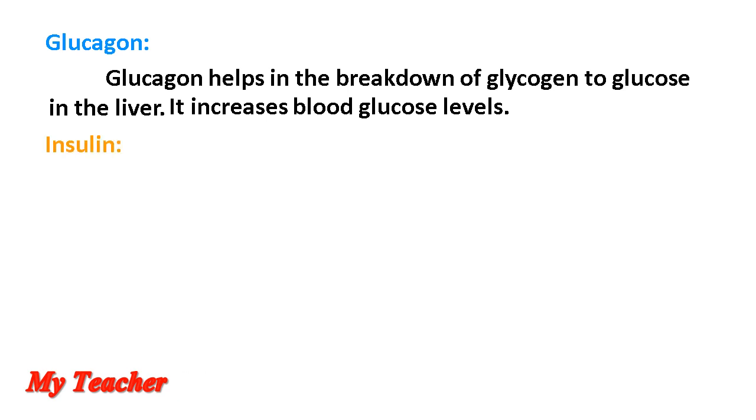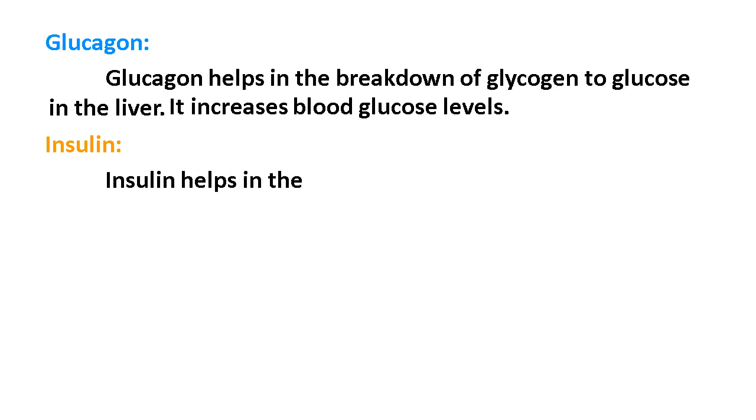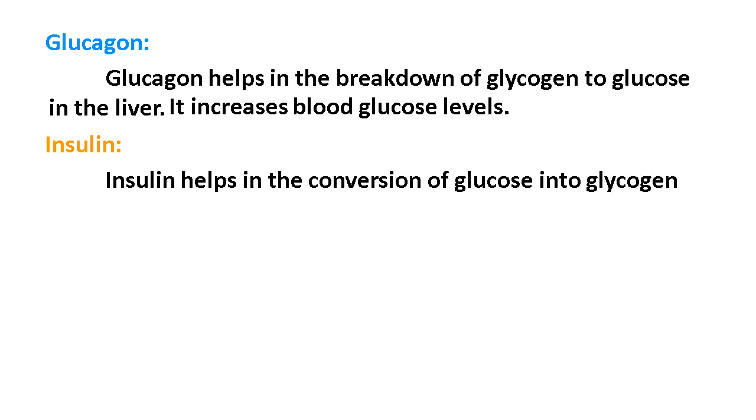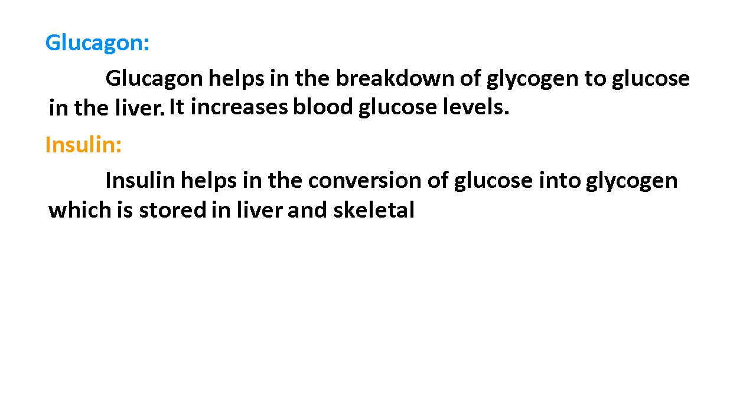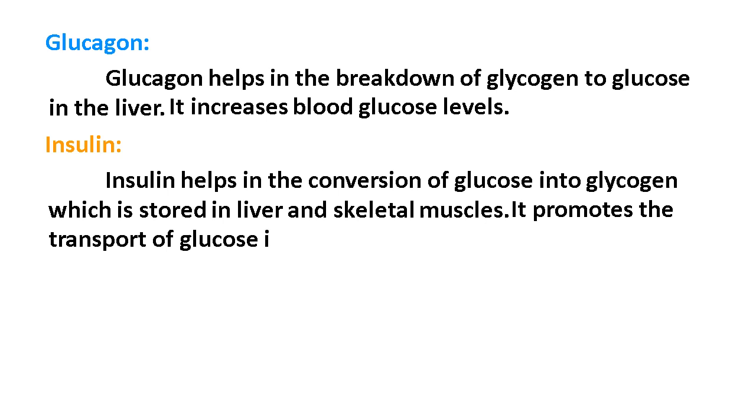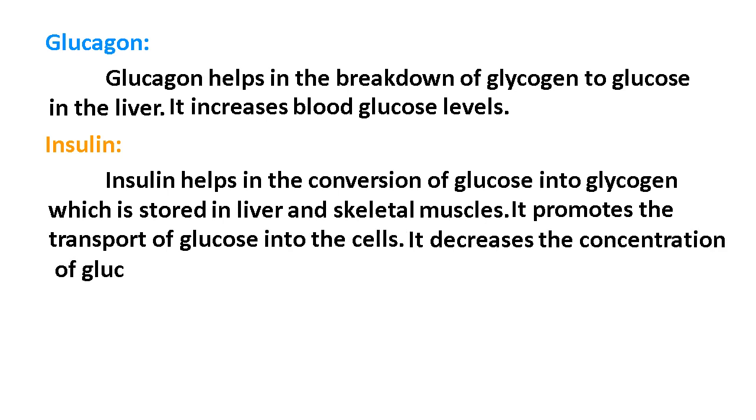Insulin is secreted by the beta cells of the islets of Langerhans of pancreas. Insulin helps in the conversion of glucose into glycogen, that is just opposite of glucagon, which is stored in liver and skeletal muscle. It promotes the transport of glucose into cells. It decreases the concentration of glucose in blood.